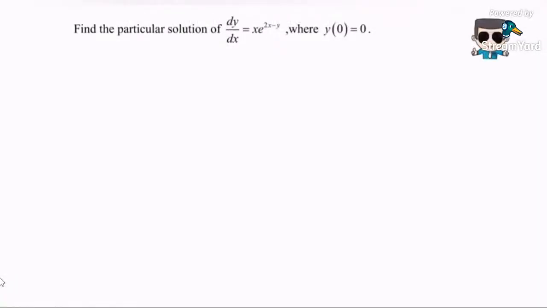So tadi example 1 sampai example 5 semua hanya berhenti dekat general solution sahaja. So sekarang saya akan tambah situasi untuk anda faham what is particular solution. Here we have the example for separable variable. Find the particular solution of dy dx equals to x multiplied with exponent 2x minus y, where y bracket 0 equals to 0, meaning that in here x is equals to 0 and y also equals to 0.